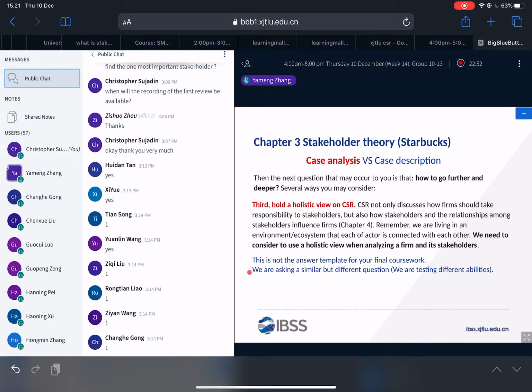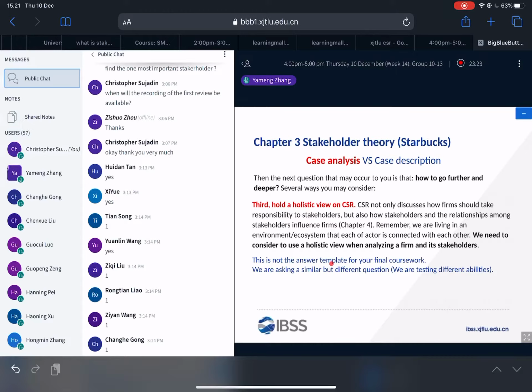The last thing I want to emphasize is that for several questions, they are quite similar to the discussion questions from our tutorial. They are similar, however, they are still different questions. In other words, we are testing different abilities from the students. So you can refer to the logic of how we frame the answers, how we answer questions, but do not use our feedback as an answer template for your final coursework. So that is what I want to emphasize here.